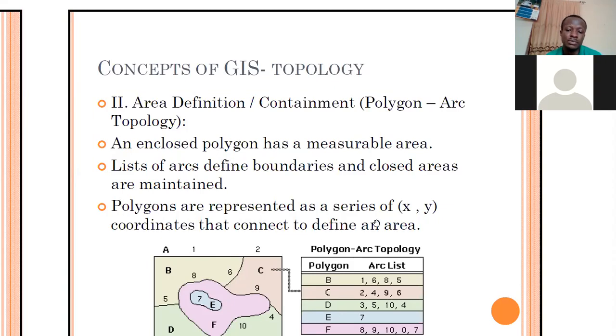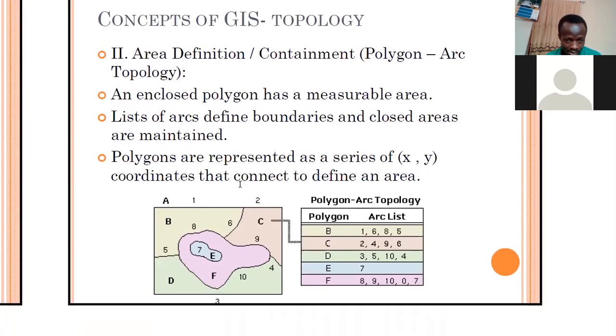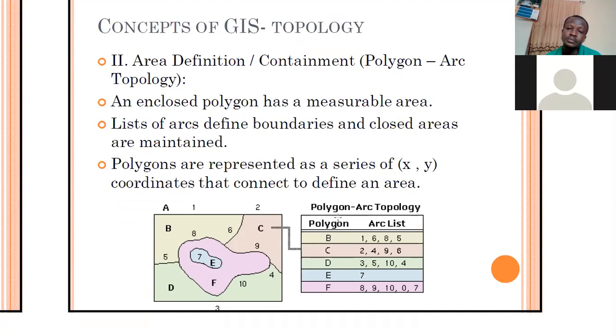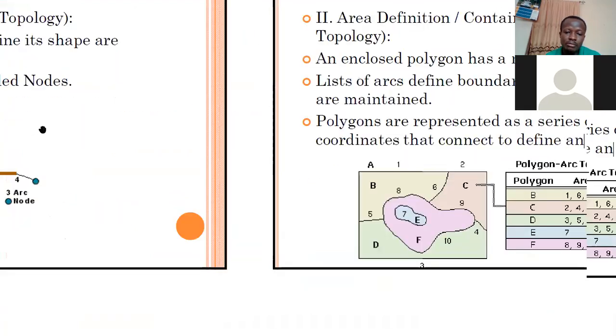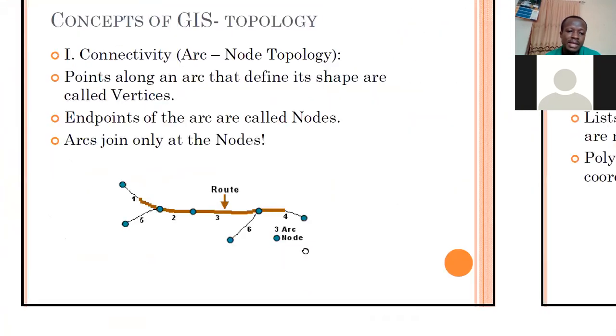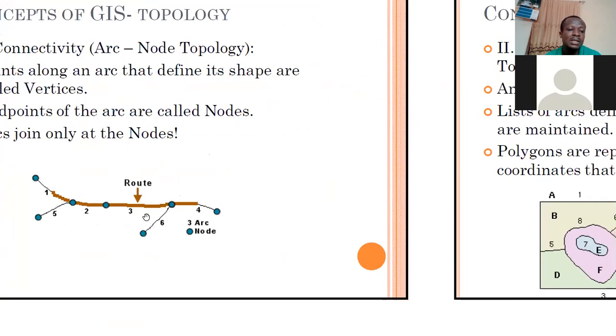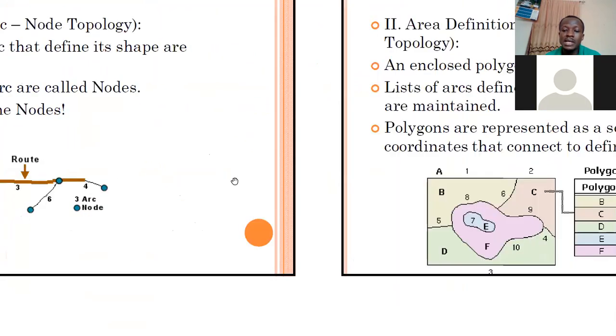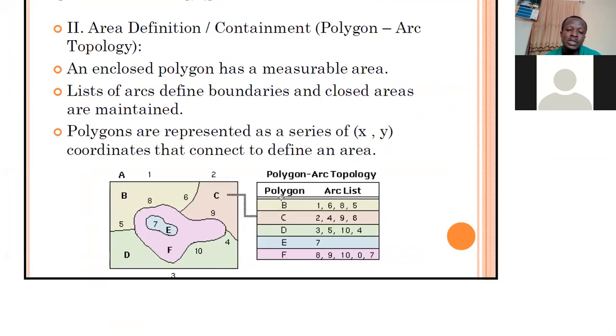Polygons are represented as a series of XY coordinates. Everything that we represent geographically in GIS, we are representing with what? A table. So when you look at this one, we have a list of arcs. Polygon B is made up of arcs 1, 3, 6, and 5.